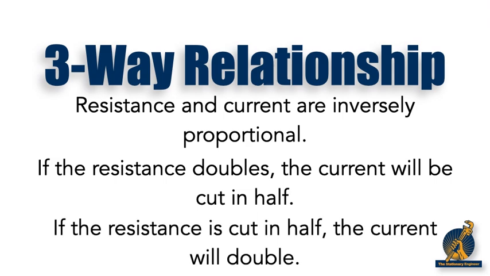Now, if we cut the resistance in half, if we take away some of that resistance, now more current is allowed to flow. So if we cut the resistance in half, we're going to double the amount of current that can now flow through. So as one goes up, the other one goes in the opposite direction.